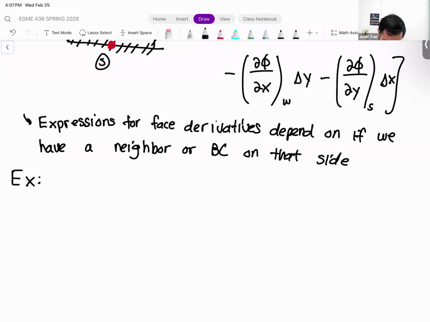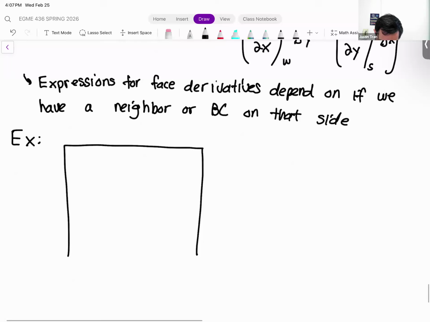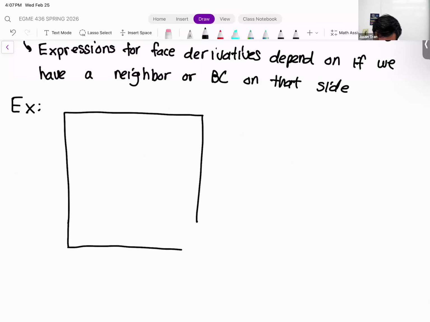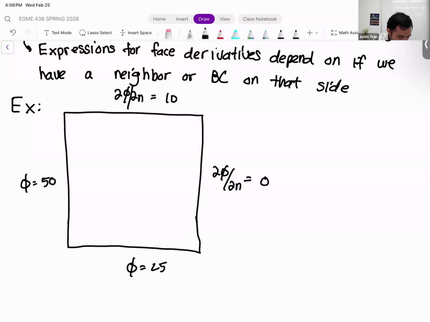Let's say that we have a particular domain. This square is the entire domain, not just a single cell anymore. Let's say we have the following boundary conditions: Dirichlet boundary conditions on the left and bottom sides, and Neumann boundary conditions on the top and right sides. So partial phi, partial n is equal to 10 up top, and partial phi, partial n is equal to 0 on the right-hand side. Let's say we discretize this into 16 cells.